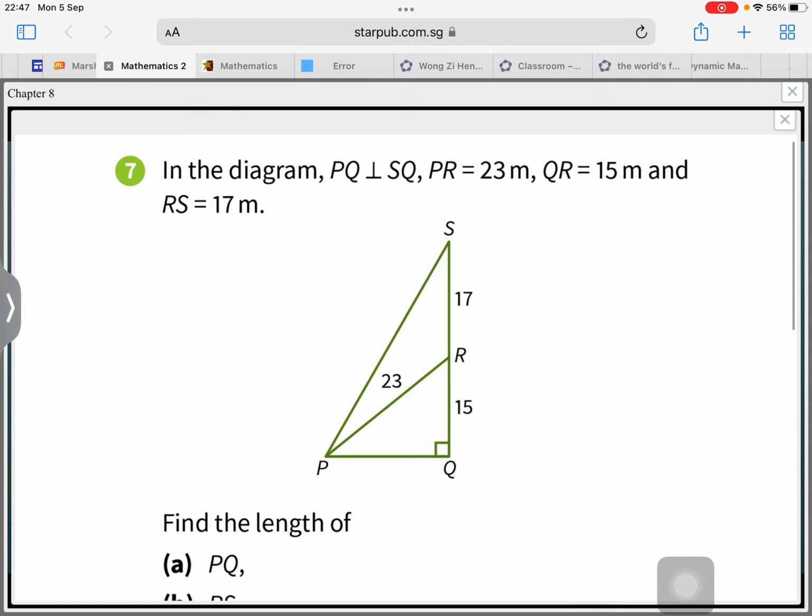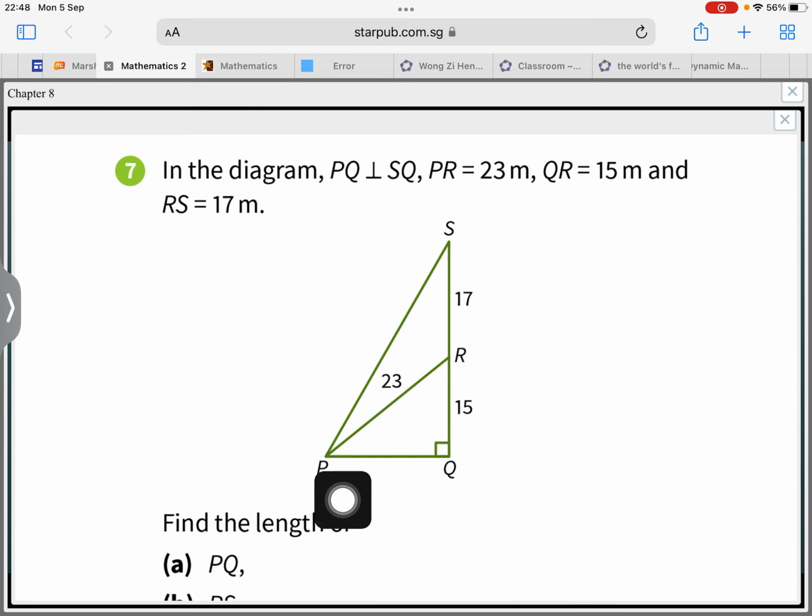Next, in this diagram, they tell us that PQ is perpendicular to SQ. This also means that this is a right angle. So over here we see two right-angled triangles, PQR and PQS, where PQR fits within PQS. They tell us that PR is 23, QR is 15, and RS is 17. First, they ask you to find the length of PQ.